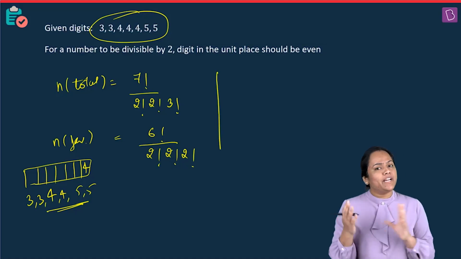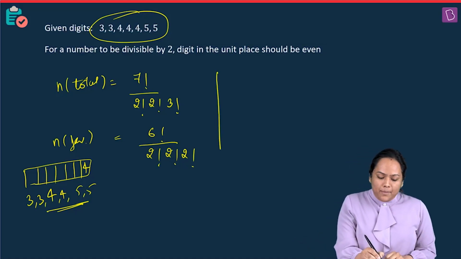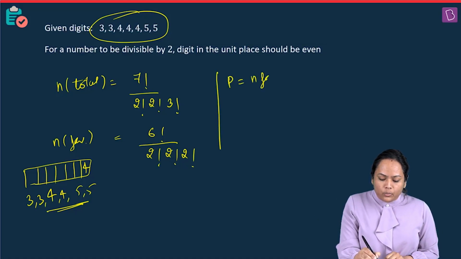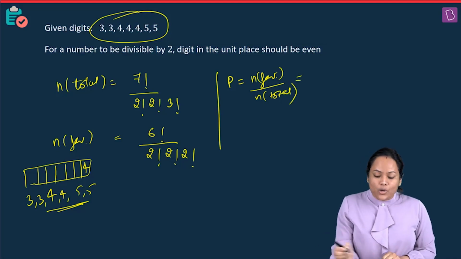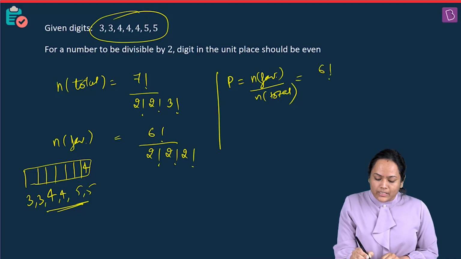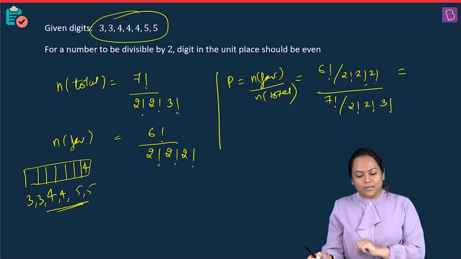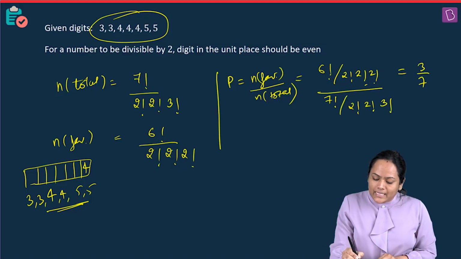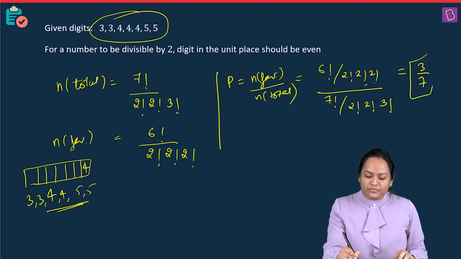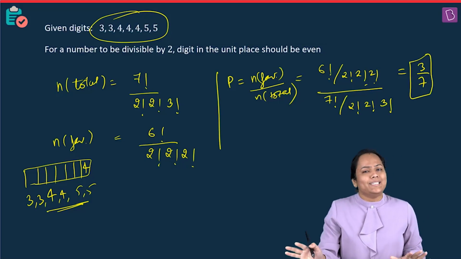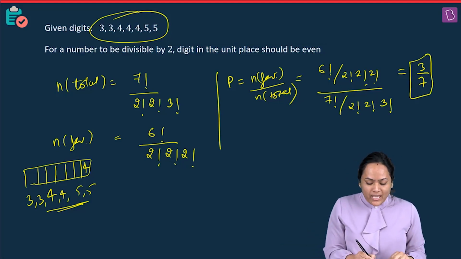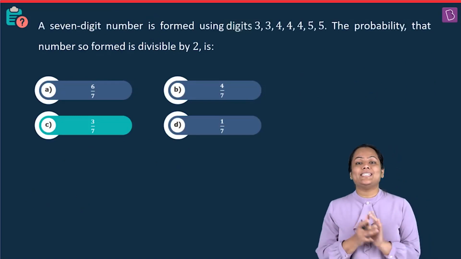Right? So I have my favorable cases, I have my total cases. Probability will be equal to favorable divided by total. So when you divide this, what do you get, guys? The final answer is going to become 6 factorial divided by 2 factorial, 2 factorial, 2 factorial, whole divided by 7 factorial divided by 2 factorial, 2 factorial, 3 factorial, which is actually coming out as 3 by 7. This will become the final answer or the probability. Easy question, isn't it? Perfect. And the right option will become C.